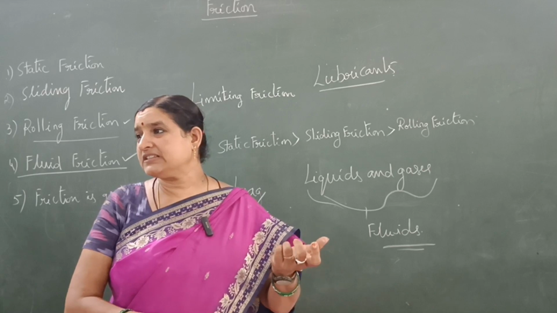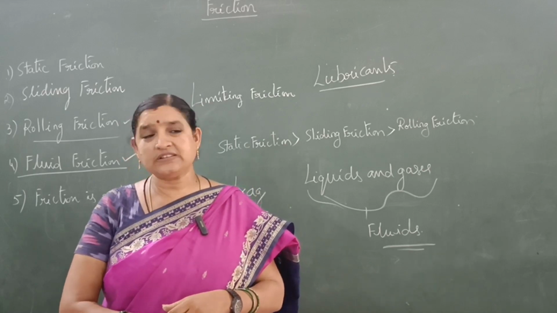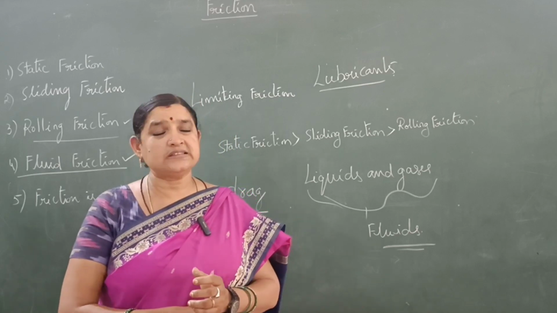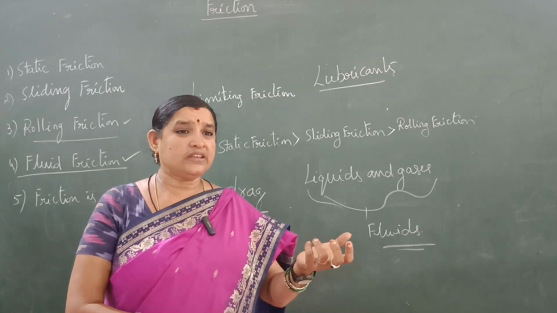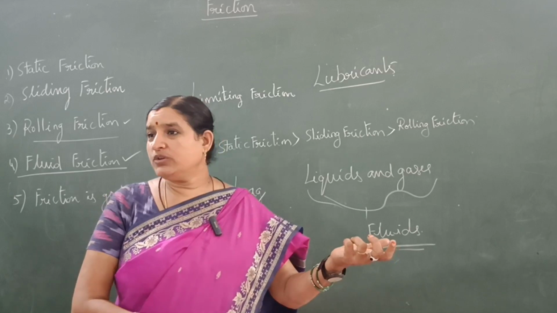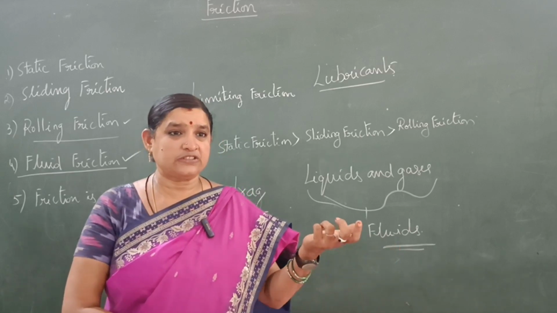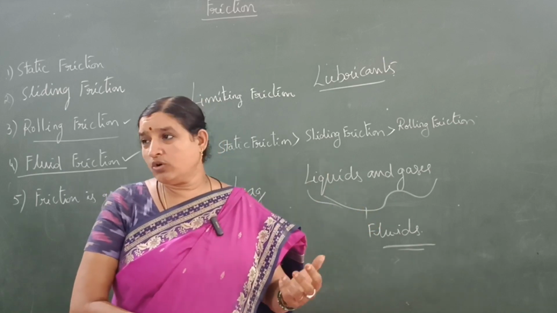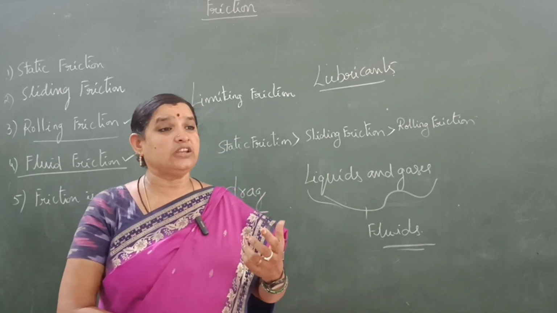Sometimes we need friction, sometimes we have to reduce the friction. Suppose we have to move heavy objects or heavy suitcases, what do we do? We use wheels to reduce the friction. Rolling friction is less friction, as we already learned. So we use wheels.